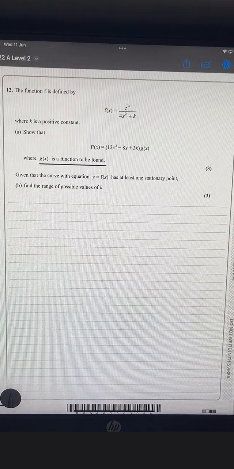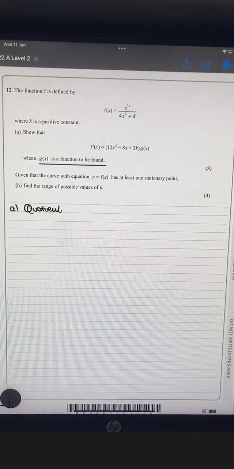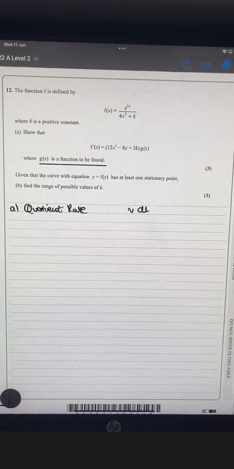All I have to do is differentiate, and yes, quotient rule. So for the quotient rule, I'm trying to write as fast as I can, but some of these words are so long. The way I remember it is vdu minus udv.